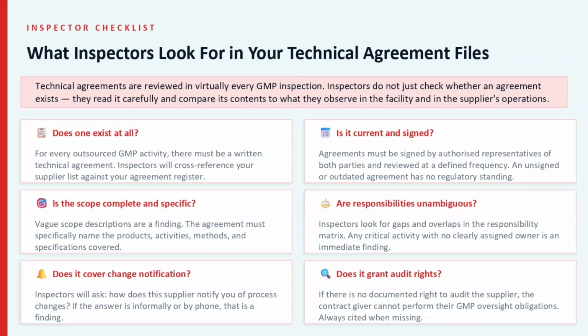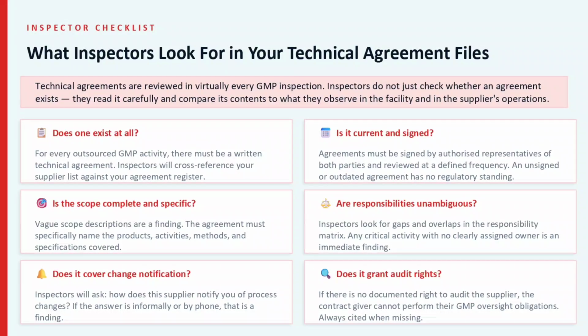Second, is it current and signed? The agreement must be signed by authorized representatives of both parties. And it must have a defined review frequency with evidence that reviews have actually taken place. An agreement signed 5 years ago with no subsequent review is not inspection ready.